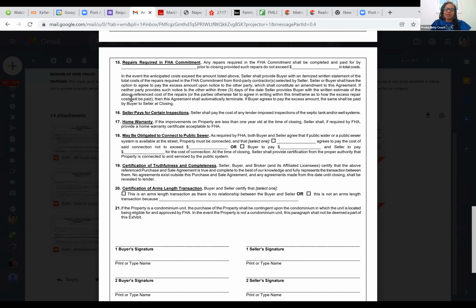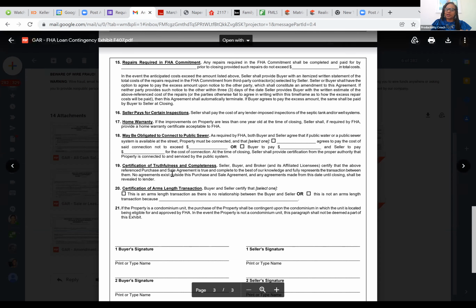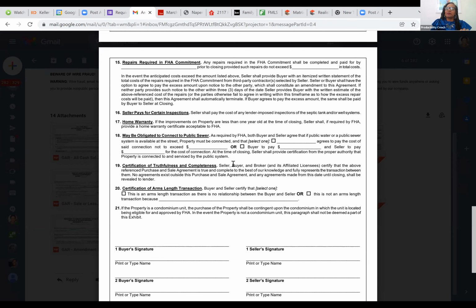All right. And then of course the seller pays for certain lender-imposed inspections. Now the lender can say, you know what, this is on a septic tank. We did not like the report that the regular inspector sent us, or they sent us a report and we're going to ask for another inspection to be done on the septic tank. And so this is a lender-imposed inspection, and this will not go to closing until it's done, all right? This one, if you know that it's public water, public sewer, I just put NA in here, okay?